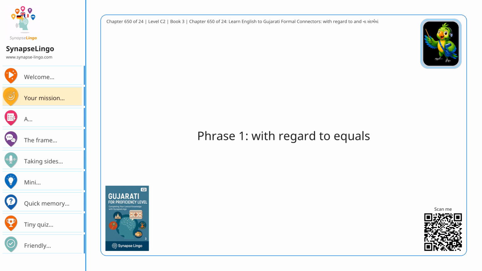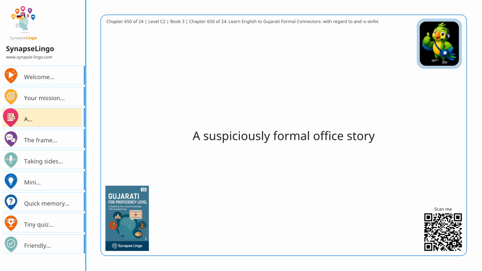Phrase 1. With regard to equals ના સંદર્ભમાં. Phrase 2. In relation to equals ના સંબંધમાં. Phrase 3. In the context of equals ના સંદર્ભમાં. Phrase 4. Within the framework of equals ના માળખામાં. Phrase 5. On the basis of equals ના આધારે. Phrase 6. In the course of equals દરમિયાન. Phrase 7. In favor of equals ના પક્ષમાં. Phrase 8. At the expense of equals ના ભોગે.